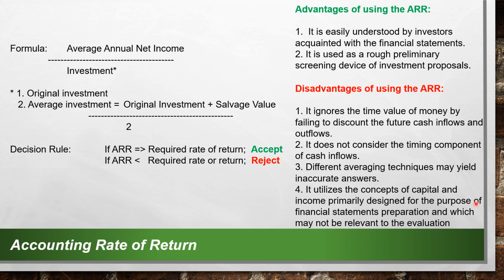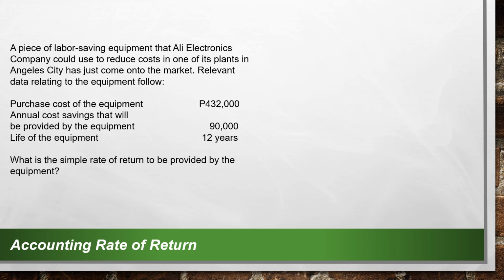Okay, cost benefit. So we have here a sample problem. There's a piece of labor saving equipment an electronics company could use in one of its plants that has the following relevant data. The purchase cost of the equipment is 432,000, the annual cost savings that will be provided by the equipment is 90,000, and the life of the equipment is 12 years. What is the simple rate of return to be provided by the equipment?